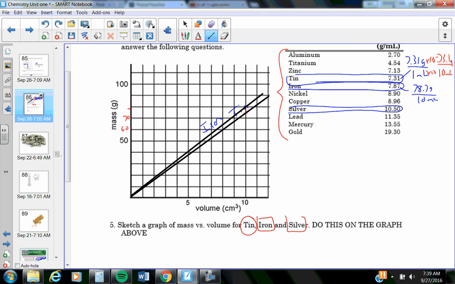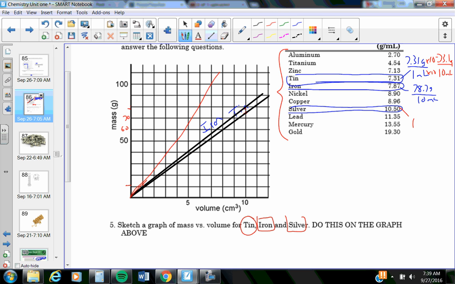Finally, silver. Silver is 10.5 grams per every 1 milliliter. I could probably even graph that. Here's 10, and here's 1. And so I would probably put a line that kind of went like, and let me just do this freehand. Now, I'm not sure if that's really right. It sort of hits out in no man's land, and I'm not really sure. So maybe I'll go back and do my trick.